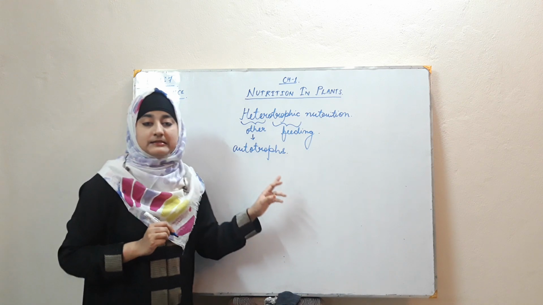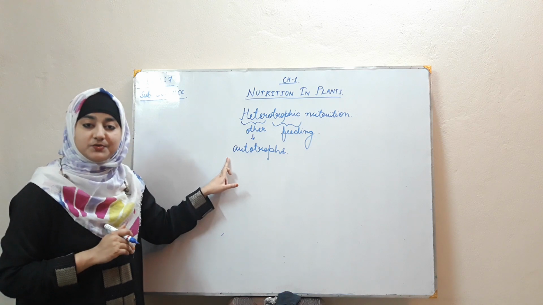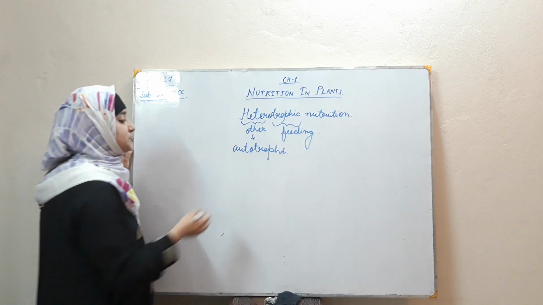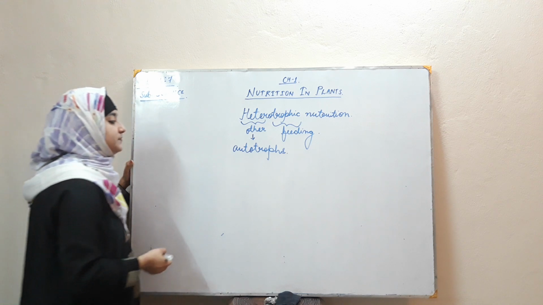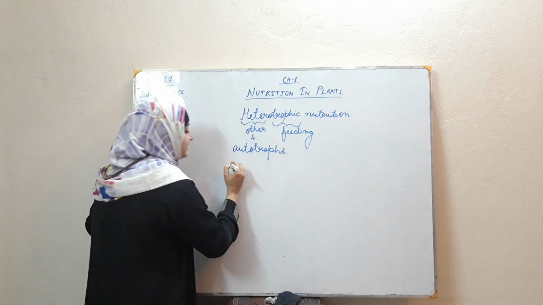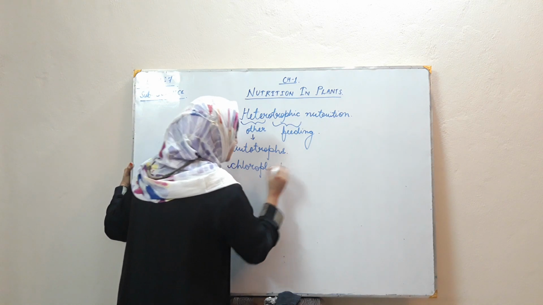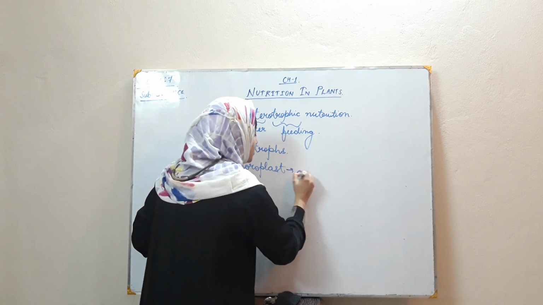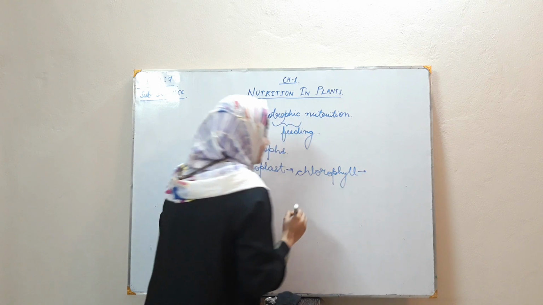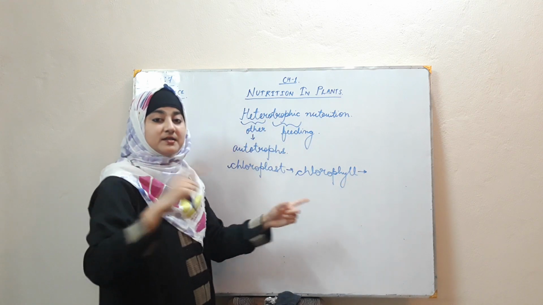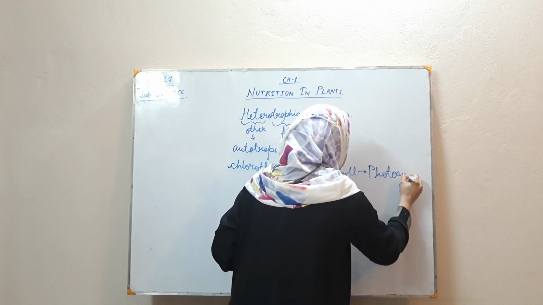But my question is, why do heterotrophs depend on autotrophs for their nutrition? Autotrophs are generally green plants, as I discussed in my previous video. Autotrophs contain chloroplast, which contains chlorophyll, the green color pigment which helps in trapping sunlight for the process of photosynthesis.